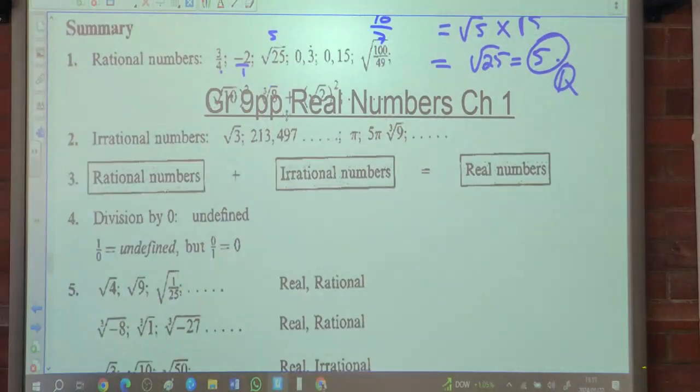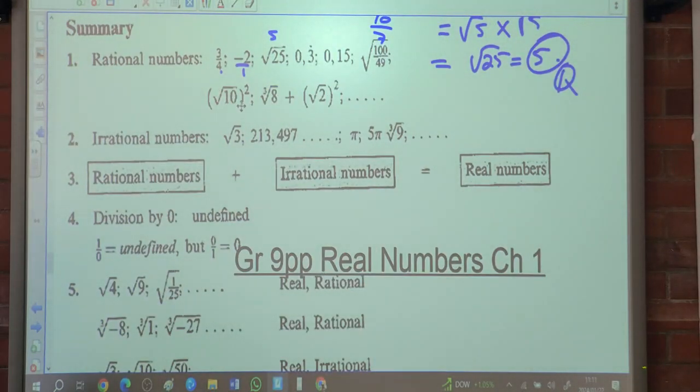Right, so let's carry on. And here are further examples of rational numbers. What's the square root of 10 squared? 10. What's the cube root of 8? 2. What's the square root of 2 squared? 2. So there's going to be 2 plus 2, which is 4. So this is also rational. Can you see that, people? And there are many more rational numbers out there.